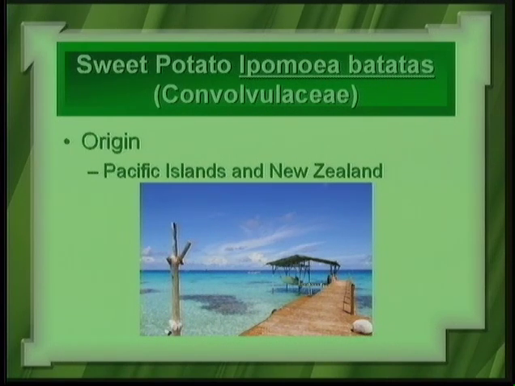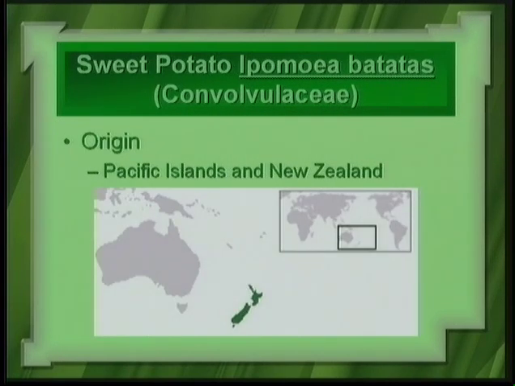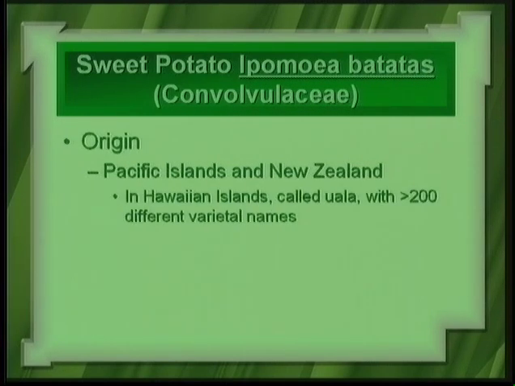This is something I think we talked about before. So here's Aotearoa, also known as New Zealand. And then here you have that. So in the Hawaiian Islands, we call it uala. And in Hawaii, Hawaiian people had more than 200 different names for this plant.